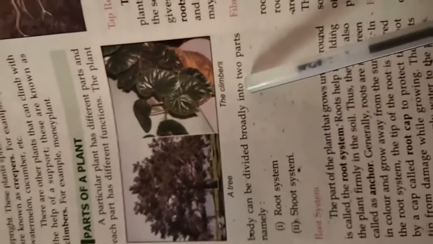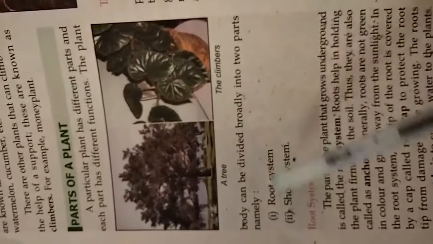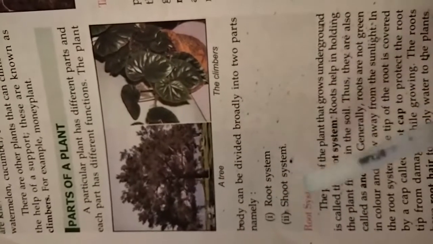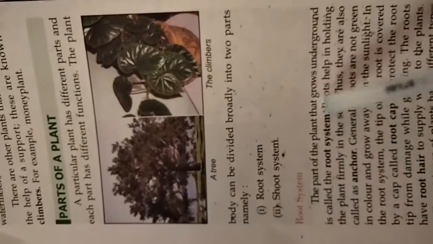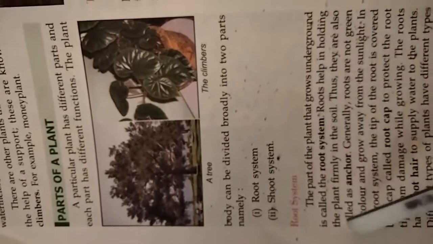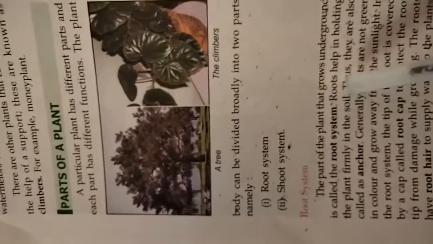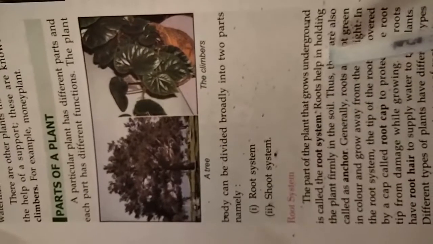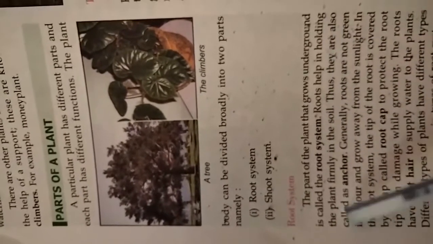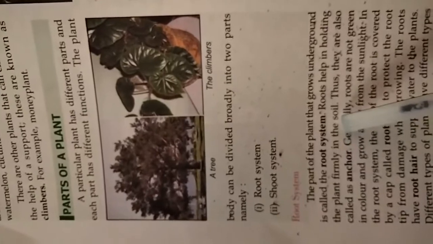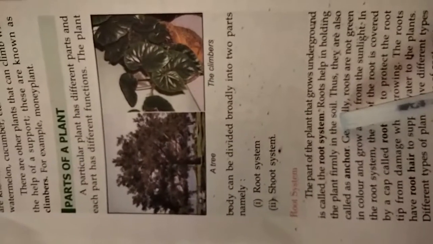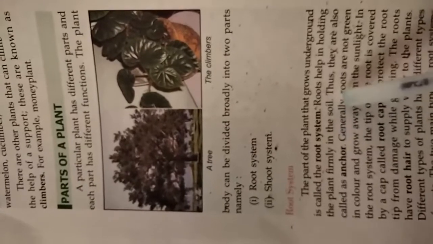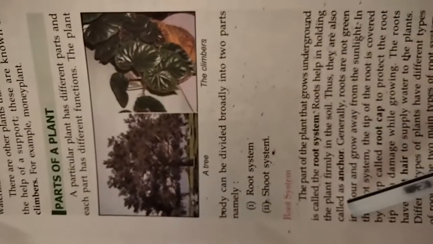Okay, once again I will tell you here. The plant's body is divided into how many parts? Two different parts: root system and shoot system. So what is root system? The part of the plant that grows underground is called the root system. How does root help us? Roots help in holding the plant firmly, holding strongly to the soil. Thus they are also called anchors.